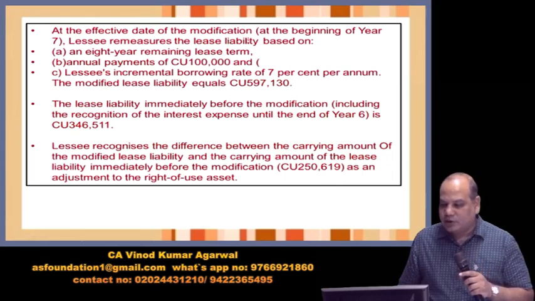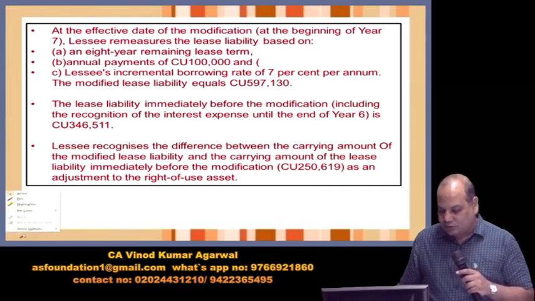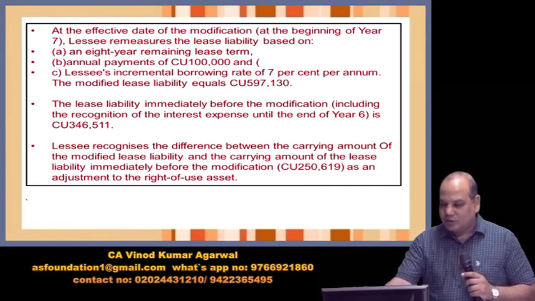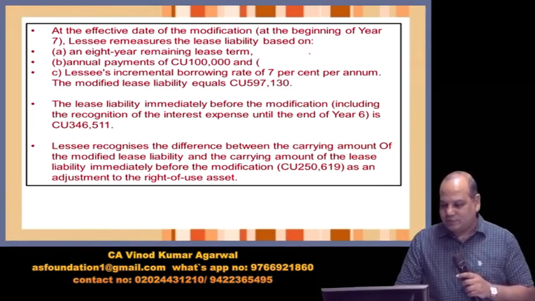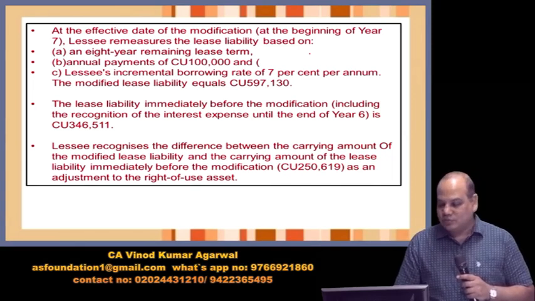So at the effective date of the modification, that is at the beginning of year 7, lessee remeasures the lease liability based on 8-year remaining term, annual lease payment of 1 lakh and incremental borrowing rate of 7% per annum. Now take your calculator. First you type 1 divided by 1.07. Press equal to 8 times, GT, into 1 lakh.